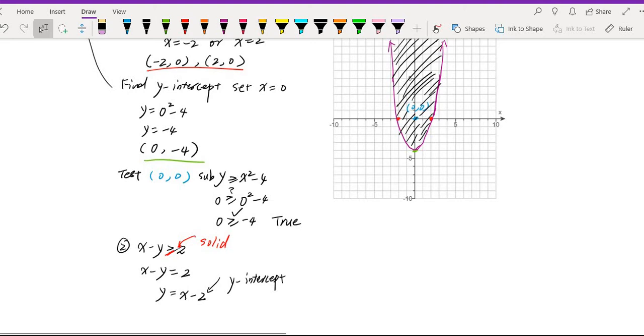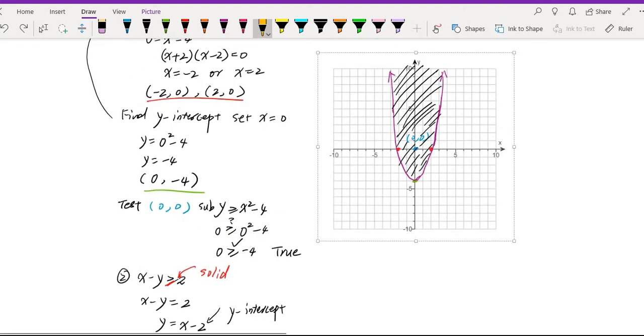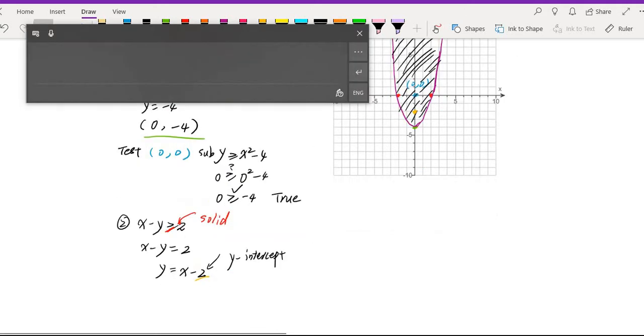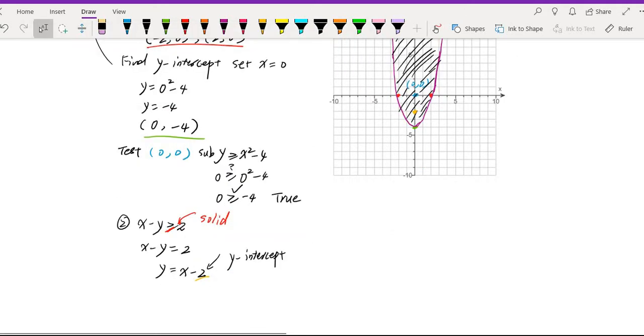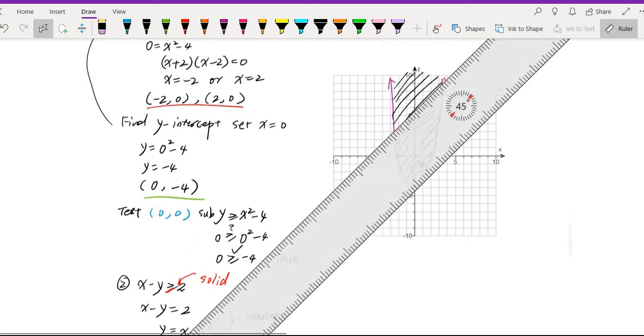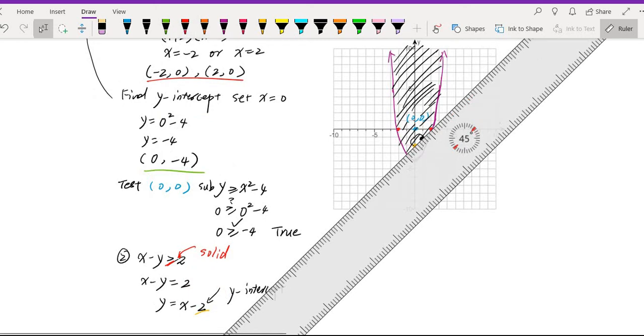So let's go ahead and do that. The negative 2 is right here. So we had this point, and then we're going to say rise over run. I'm going to rise 1 point and run 1 point. That means my second point should be right here. Second point is right there. Okay, the second point, that is rise over run. Now we're going to draw the line really quickly. We said this is just going to be a solid line.